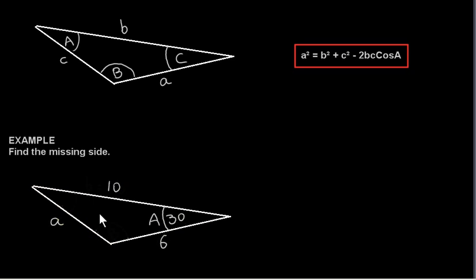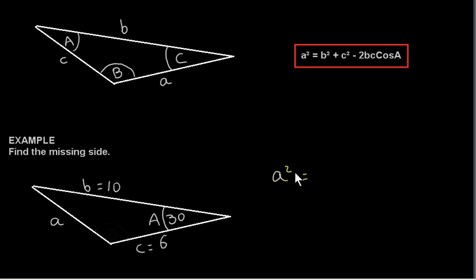So we call the other two sides that were given b and c. It doesn't matter which one we call b. I can call this one b, and I can call this one c. And capital A, of course, is 30 degrees. It doesn't matter which we call b and c because we're going to be squaring b and c and adding them, and we're going to be multiplying them together here. So the order of squaring, adding, or multiplying makes no difference.